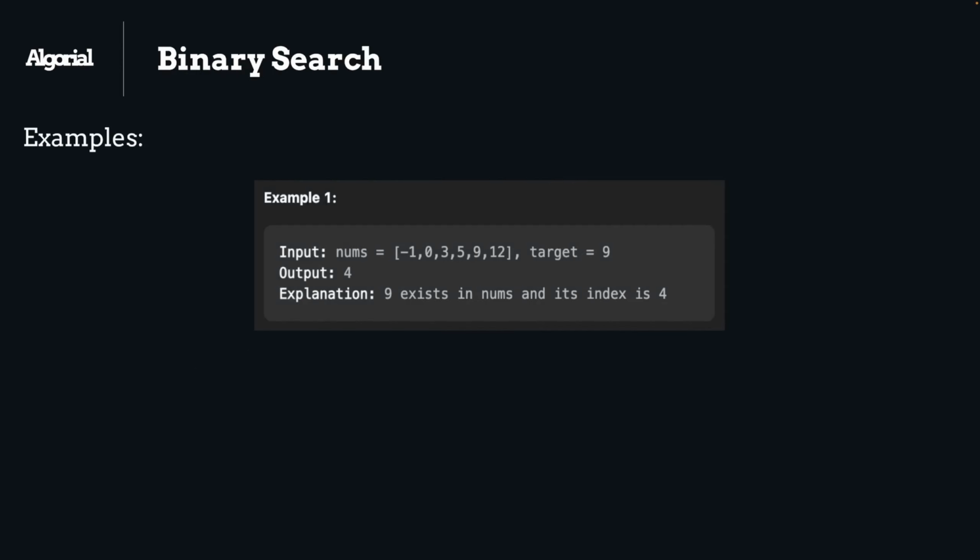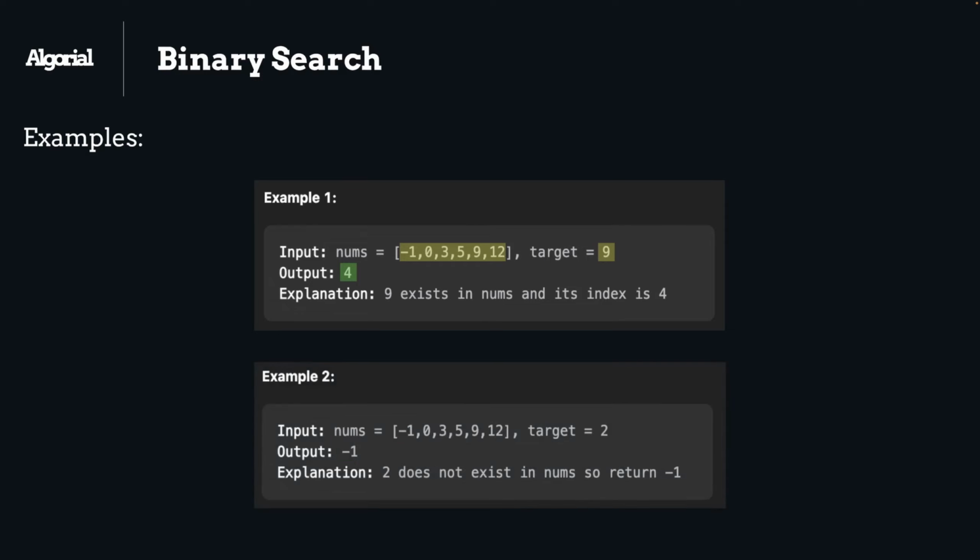First example here, we have a numbers array starting from -1 and ending at 12. Note that the numbers are sorted and increasing as we go through the array, and our target number in this case is 9, so our algorithm should return index 4, obviously because it's where 9 is located.